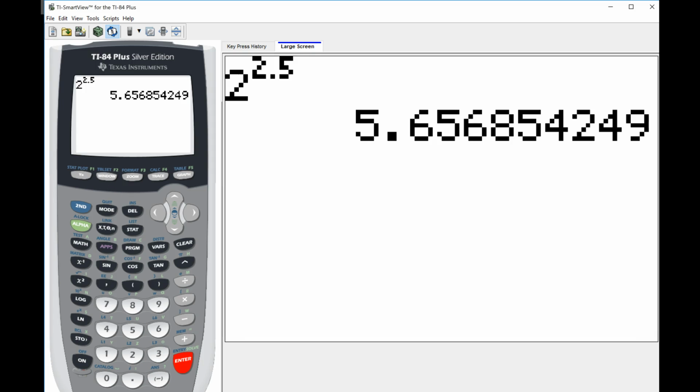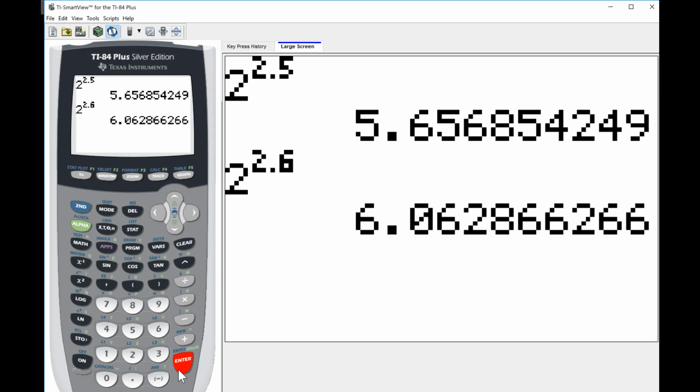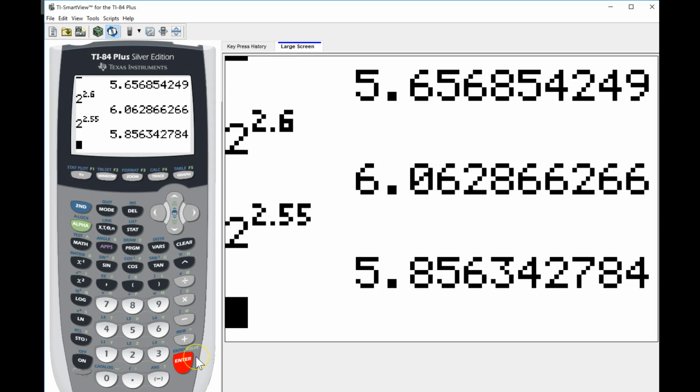It would be higher than 2.5, right? Well, 2 to the power of 2.6, too high. 2.7 is too high. So 2 to the power of 2.55, somewhere between 2.5 and 2.6. Almost.